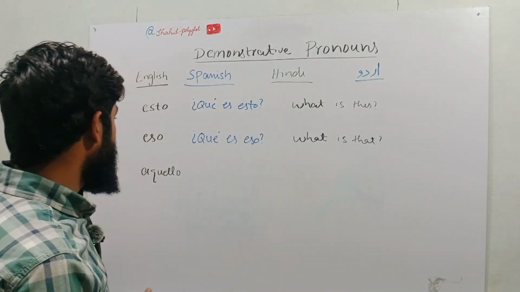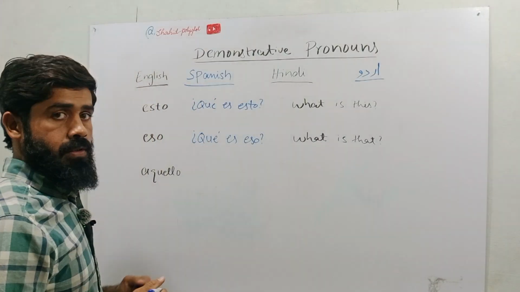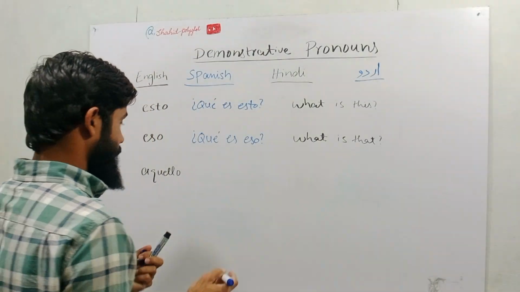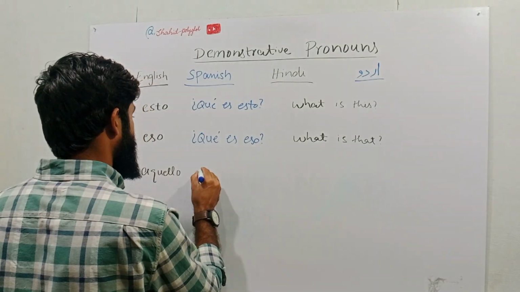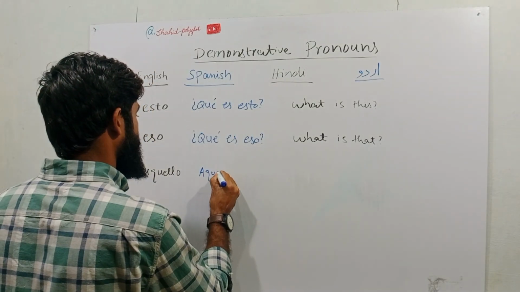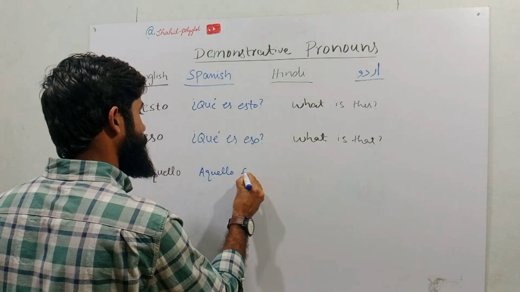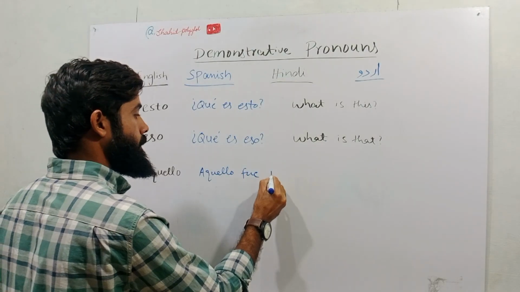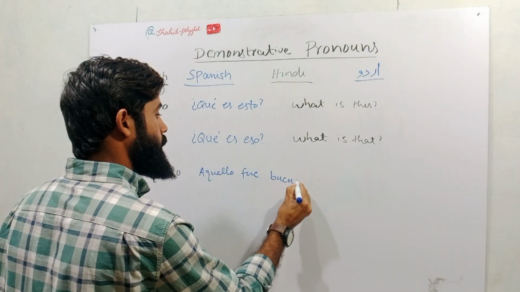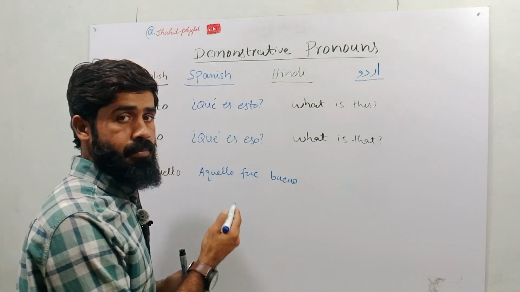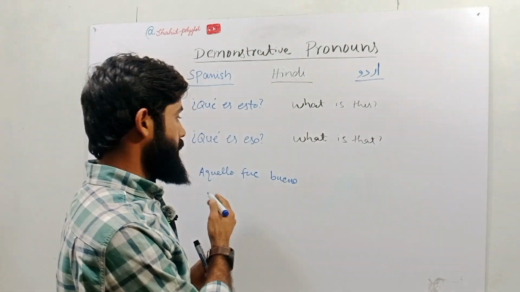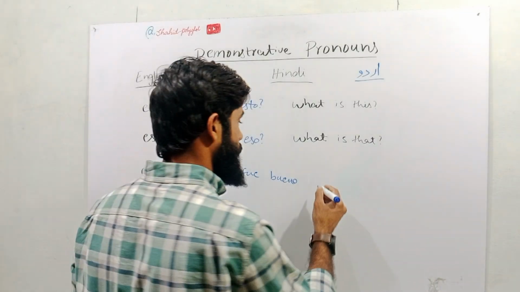And how to use aquello in Spanish? Like, aquello fue bueno. That means that was good. Aquello fue bueno, that was good.